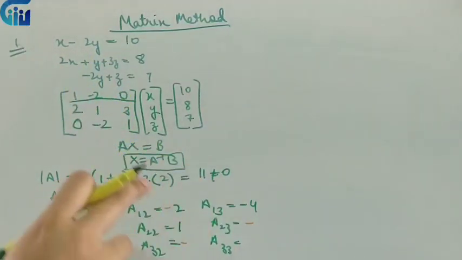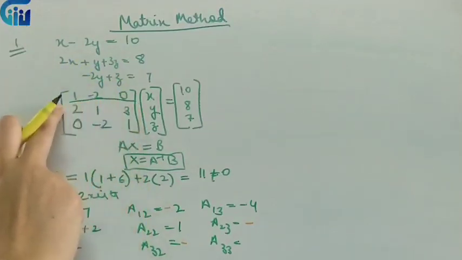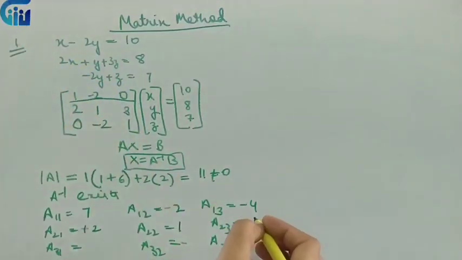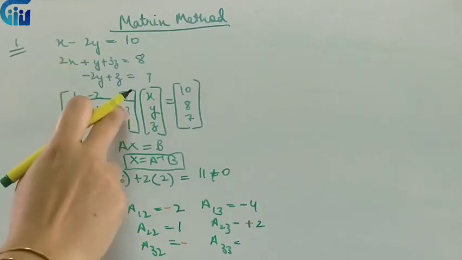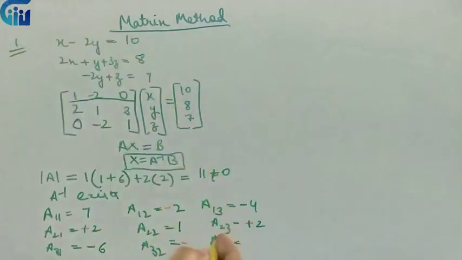Then A23. For A23 we will cover it like this. So minus 2 into 1, that is minus 2. So plus 2 I'll write. Then for this, 3 into minus 2, that is minus 6. The other part is 0. Then for this, 3 into 1 is 3. Minus is already there, so minus 3. And then this 1 into 1 is 1, plus 2 into 2, 4. So 5. I'll write it like this. So these are my cofactors.